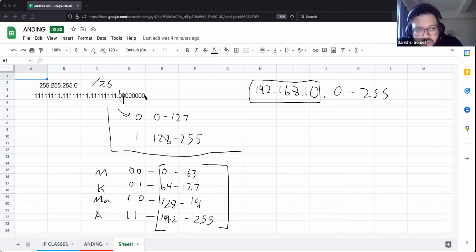For /27, we would go ahead and activate the next bit, right? So we would turn that next 0 into a 1.